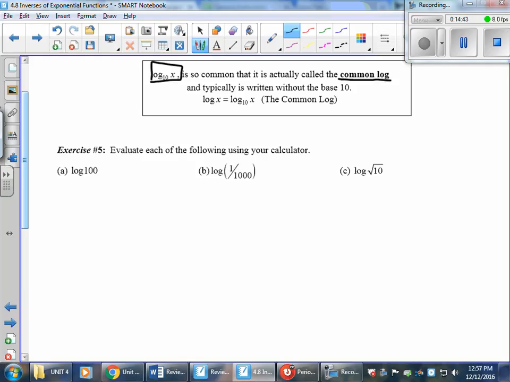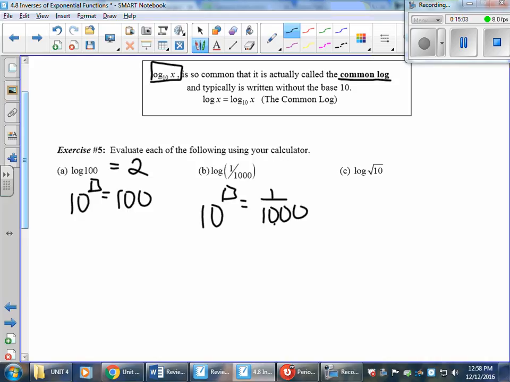Now you can use your calculator here, but we don't really even need to use the calculator. This is telling me 10 to what power is equal to 100, and the answer of course is 2. This is telling me 10 to what power is equal to 1 over 1,000. Well, this is 10 to the first, the second, the third, and because it's in the denominator, it's going to be -3. And this becomes 10 to the what power is equal to 10 to the 1/2, if we rewrite the square root as 10 to the 1/2. So we know here this has to equal 1/2.